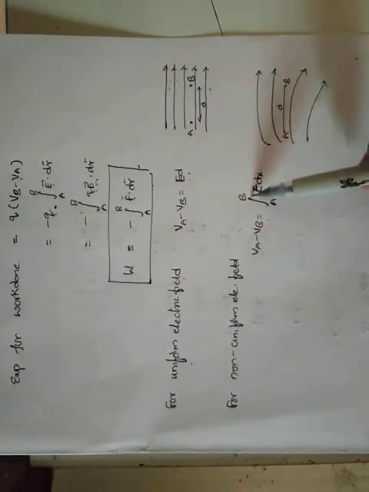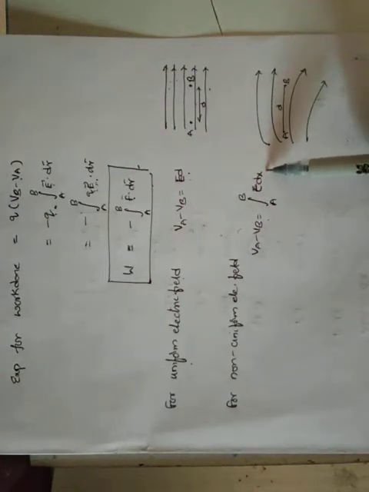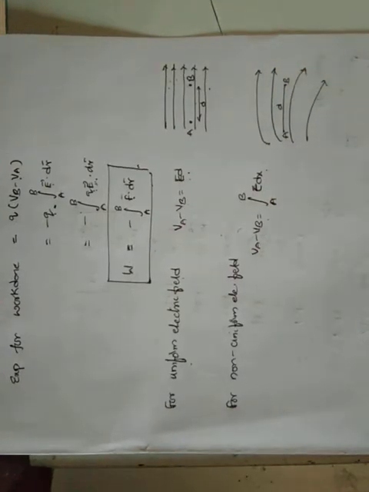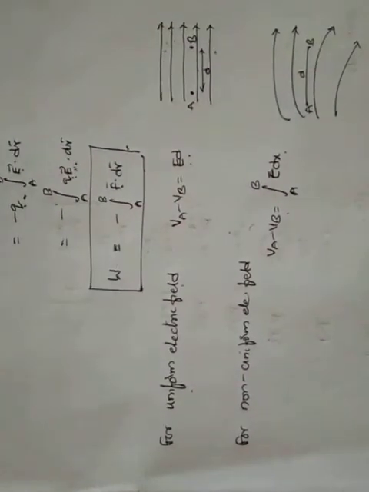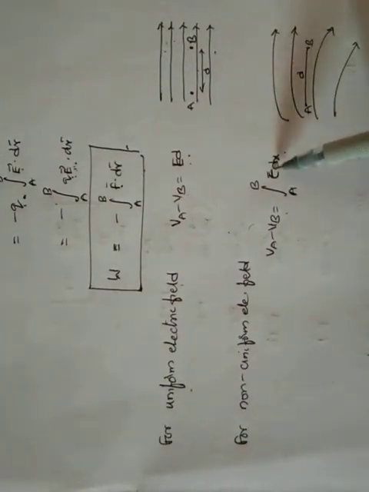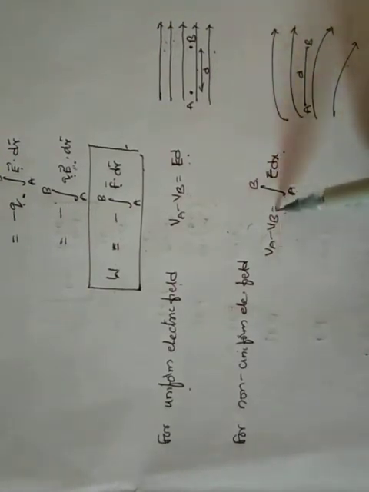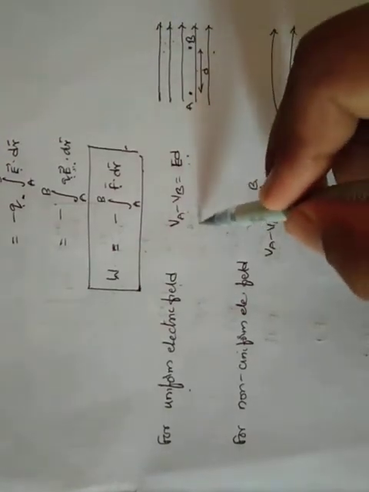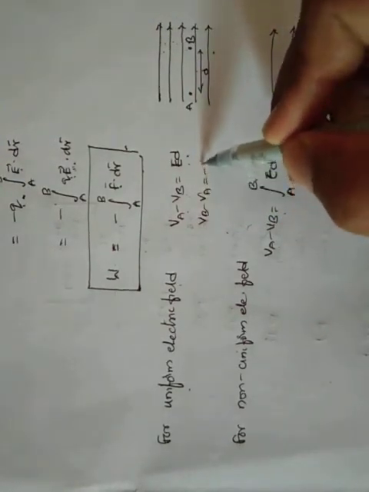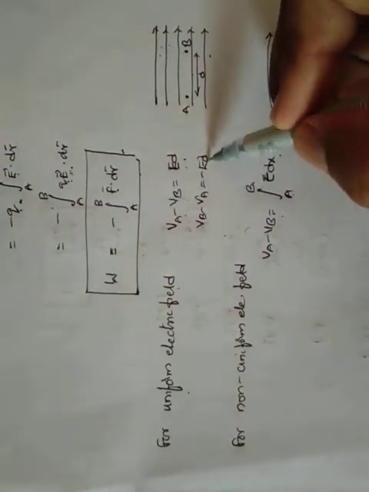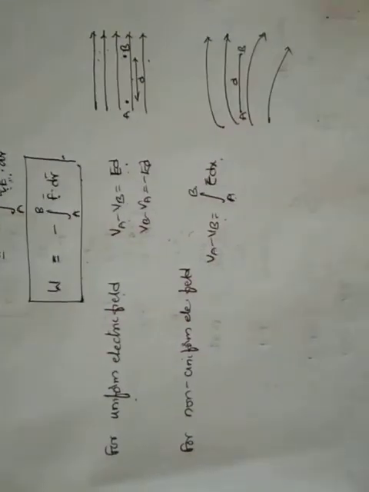For a non-uniform electric field, VA minus VB is equal to the integral of E dx. Here we take an integration as the field varies every time. At every point dx, we calculate the E value and add from A to B, which gives the potential difference between A and B. So I can say VB minus VA is equal to minus E d. This is a very simple expression we can always remember.